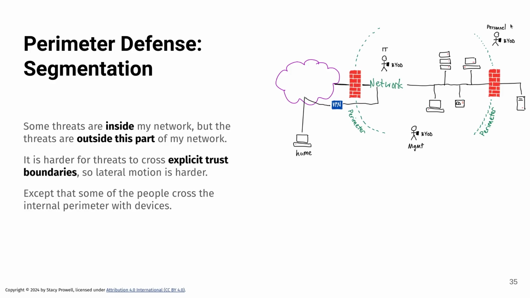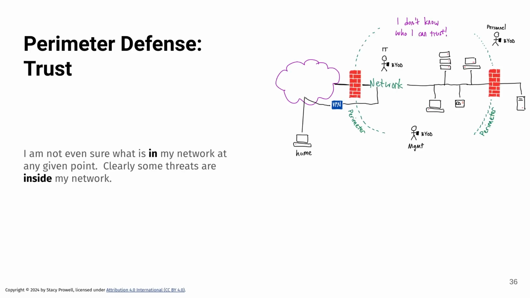What is that guy? Look over there. There's some guy. He's in this. So people are crossing the trust boundaries with their devices? All right, so I don't know where I trust anymore, right? I mean, it's clear at this point, it's blindingly clear to me, and I kind of have to admit there can be threats inside my network. I just have to admit that.